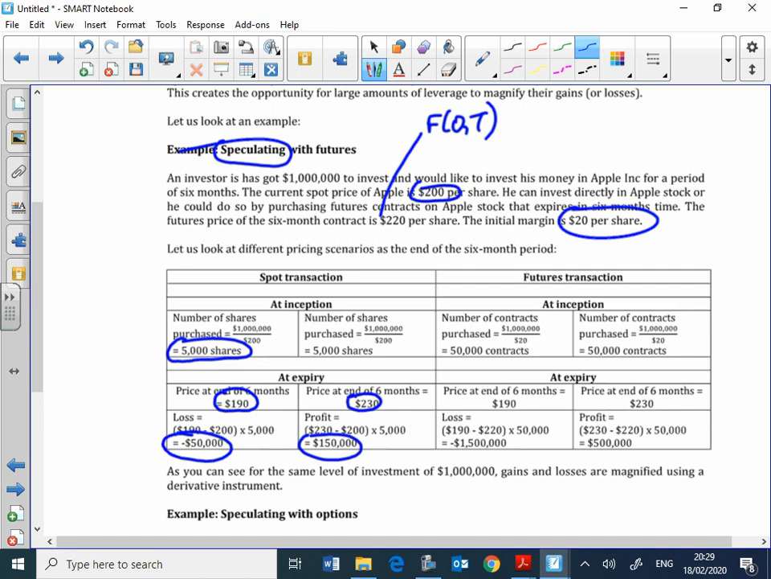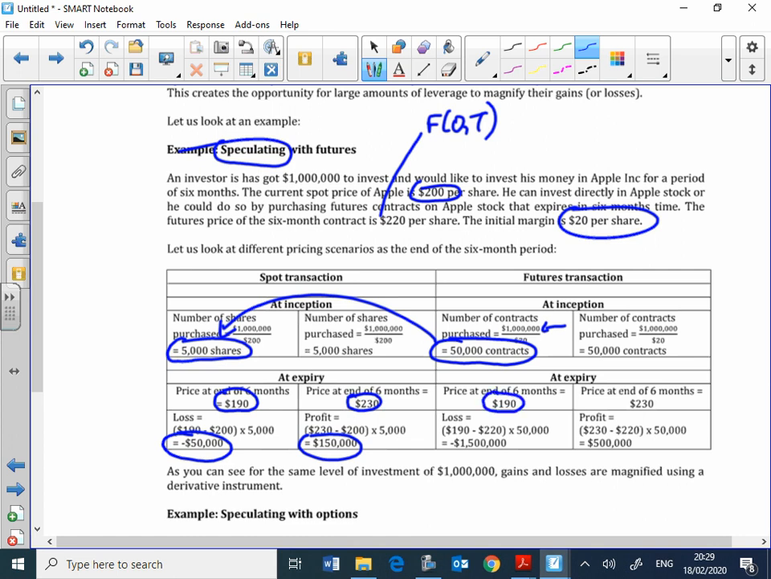At inception, you happy, my $1 million, and $20 I need to put down per share. Now I can be transacting in 50,000 shares or contracts. Am I right? Look at that, 50,000 versus 5,000, 10 times leverage. Wow. Okay. Now let's go.